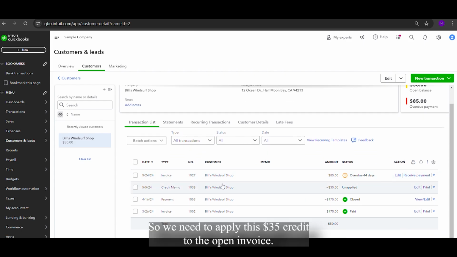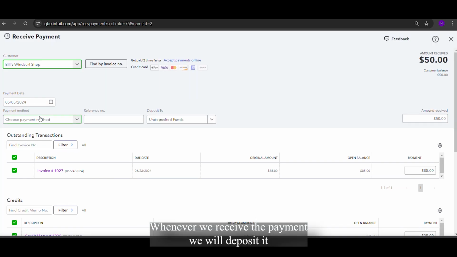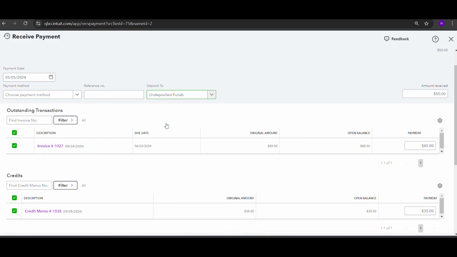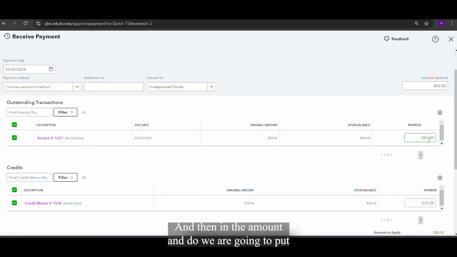credit. So we need to apply this $35 credit to the open invoice. And we do that by receiving payment on the invoice. Whenever we receive the payment, we will deposit it to undeposited funds, but we will click the credit memo, and then in the amount due, we are going to put the amount of the credit memo.